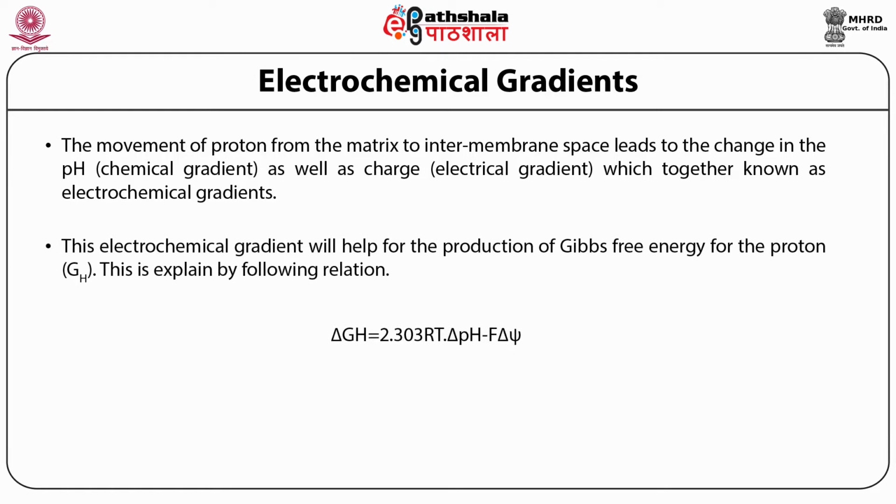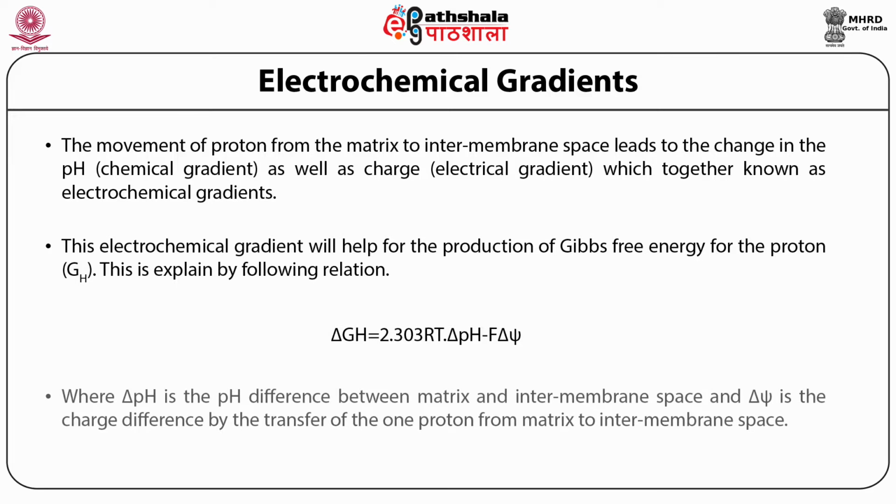The delta G that is created because of the electrochemical gradient can be calculated by the equation: delta G equals 2.303 RT delta pH plus F delta psi, where delta pH is the chemical gradient between the matrix and intermembrane space, or sometimes it is calculated when one proton moves from the matrix to the intermembrane space, and what the pH difference is when one proton is added to the previous proton in the intermembrane space. Delta psi can be calculated in a similar way. Taken together, 2.303 RT delta pH represents the chemical gradient, and F delta psi represents the electrical gradient.